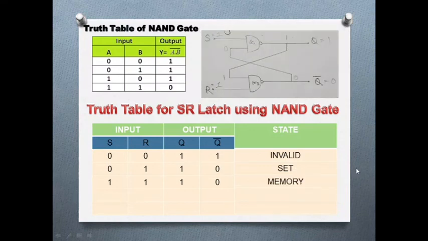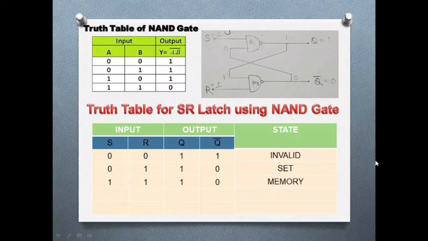Now for the third case, when S is equal to 1 and R is equal to 1, in this case the previous state to G1 was 0 because Q bar is equal to 0. So now as one of the inputs to G1 is 0, we get the output as 1. And this one is fed back to the input of G2, then both the inputs of G2 become 1. So Q bar is equal to 0. This is the same as the previous state, so we can see that it works like a memory.